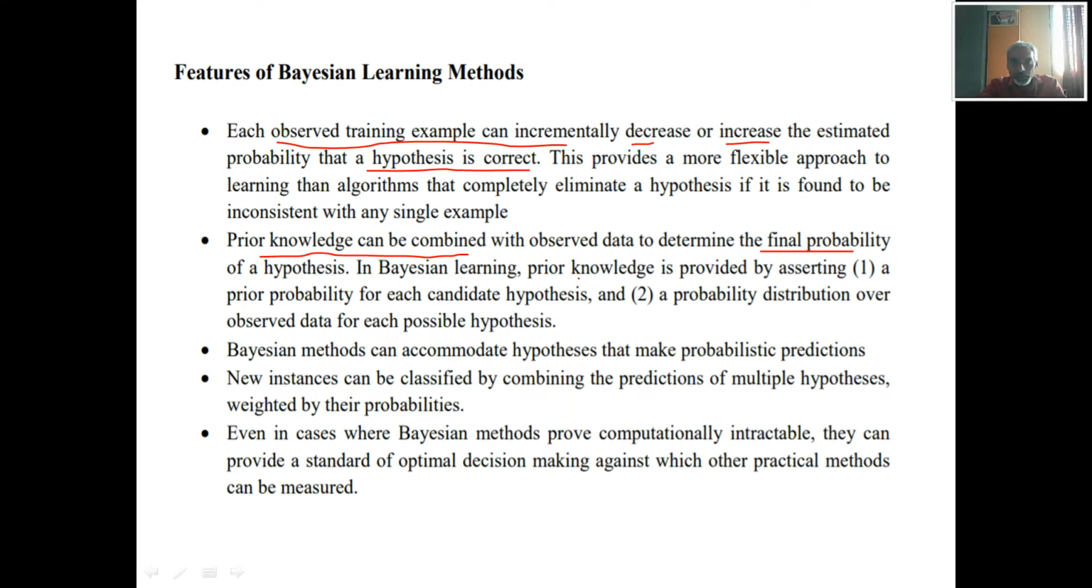So in Bayesian learning, prior knowledge is provided by a prior probability of each candidate hypothesis. How do you get that prior knowledge? By applying probabilities to each and every candidate hypothesis.